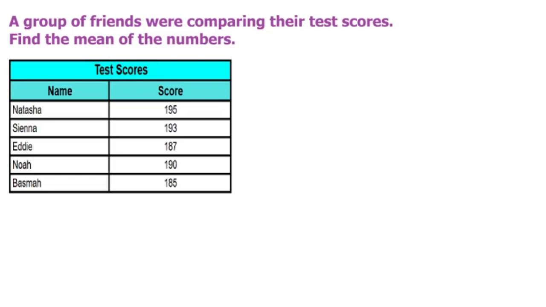In this video, we're going to find the mean of some numbers that we find in a chart. So if we have a problem like this that says a group of friends were comparing their test scores, find the mean of the numbers. And here we have the test scores, and they range from 195 to 185.